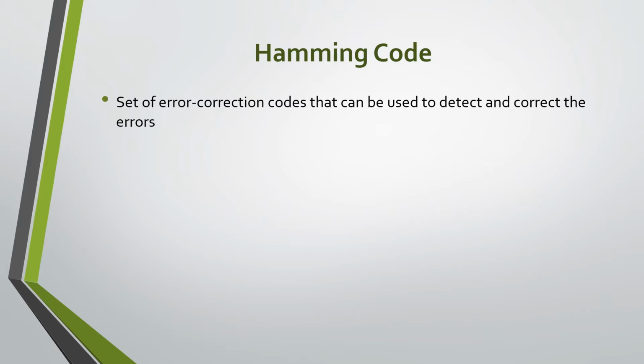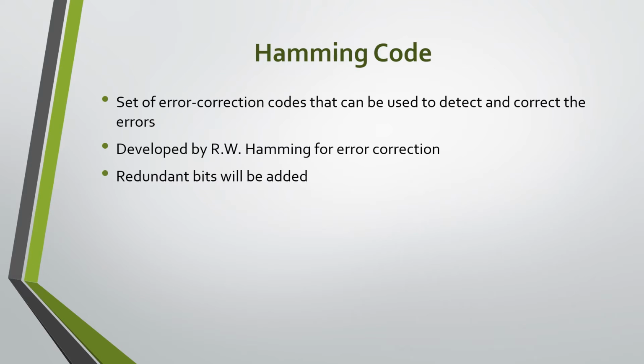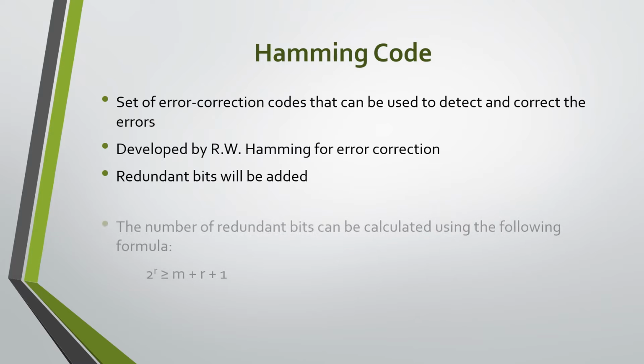Hamming code is a set of error correction codes that can be used to detect as well as correct the errors that can occur when data is moved or stored from sender to receiver. It is a technique developed by R.W. Hamming for error correction. For that purpose, redundant bits are added with data. Redundant bits are extra binary bits that are generated and added to the information carrying bits of data transfer to ensure that no bit is lost during data transfer.